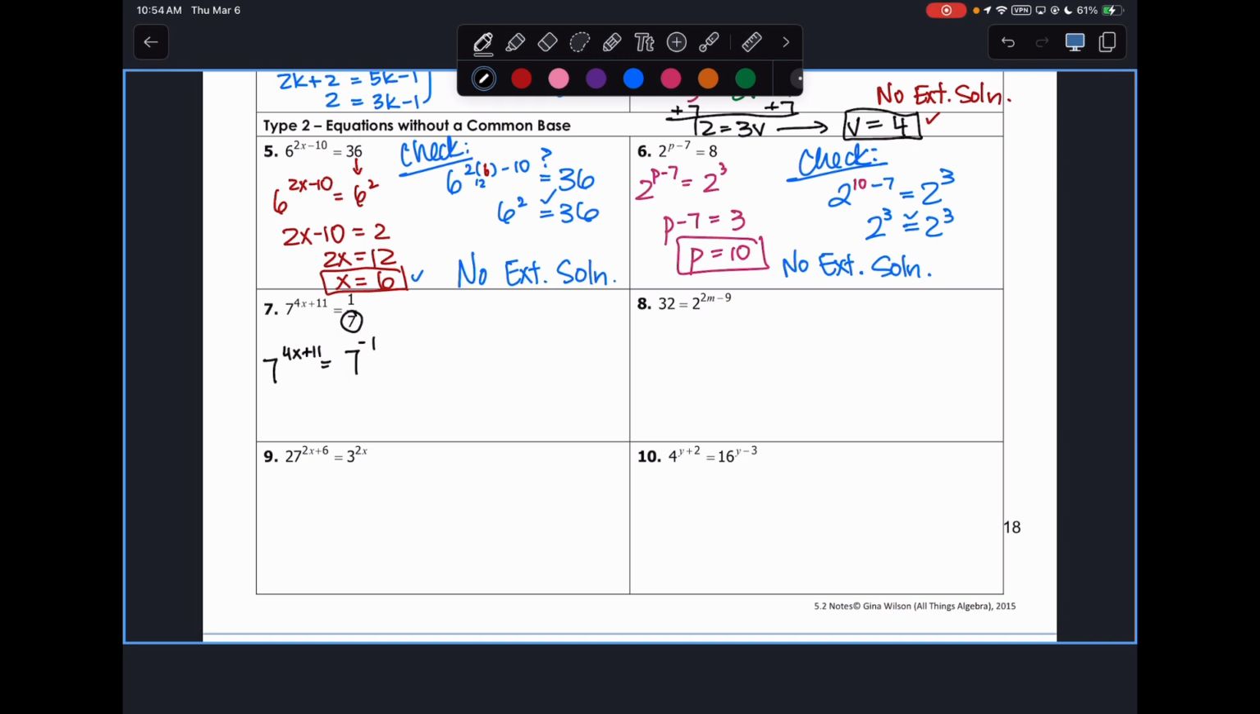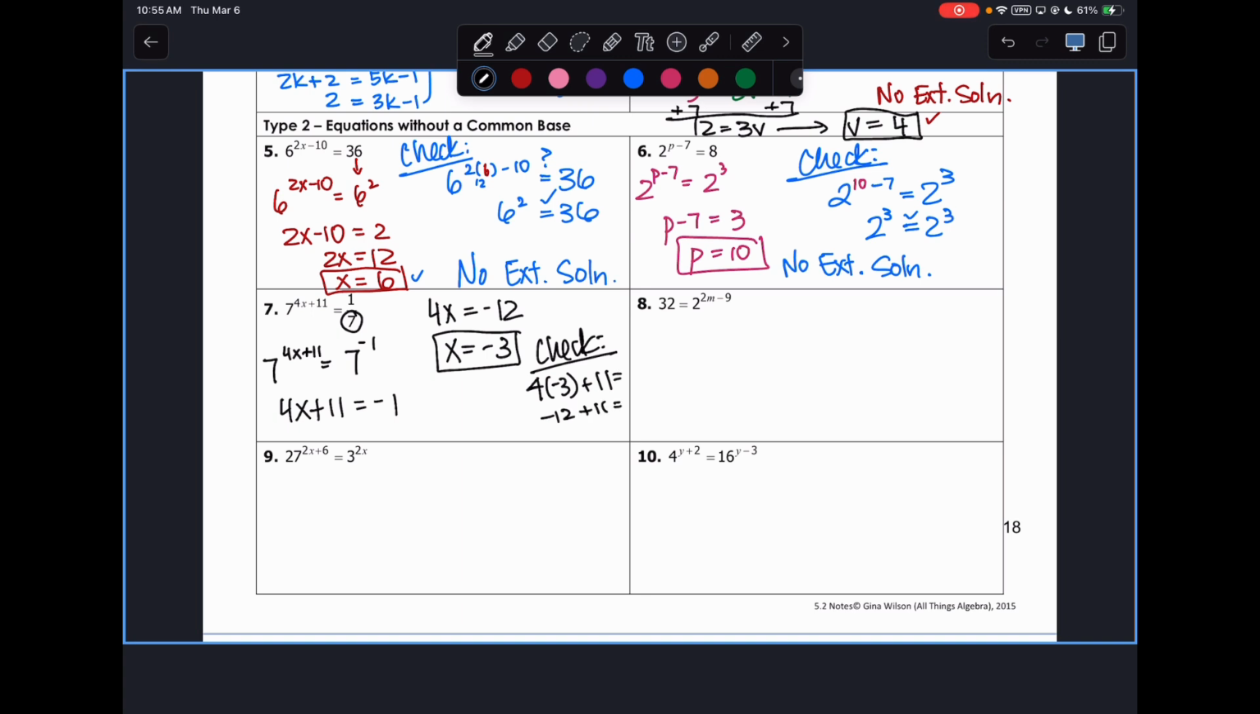Okay. Drop the bases. 4x plus 11 equals negative 1. Subtract 11 on both sides. I have 4x equals negative 12. Divide both sides by 4. X equals negative 3. I'm checking, 4 times negative 3, then add 11. Will it equal negative 1? Yep.